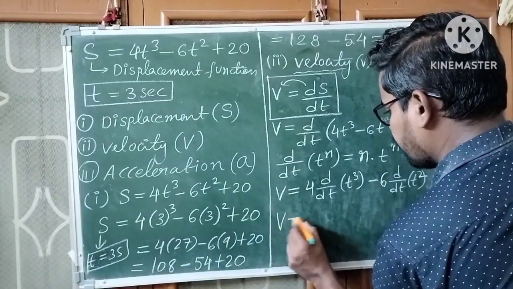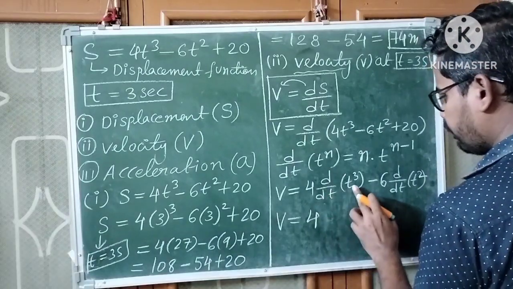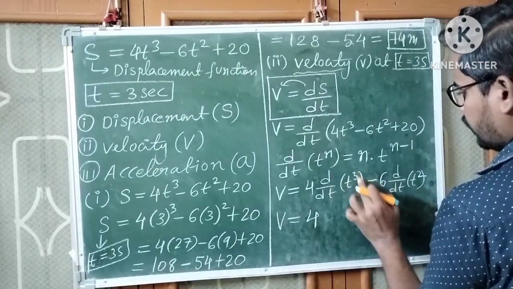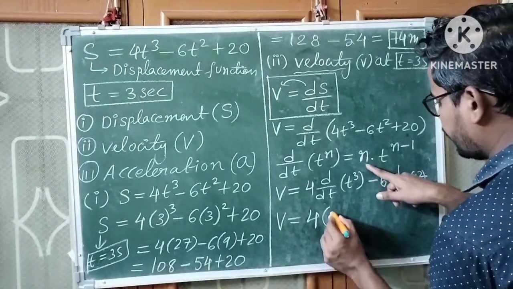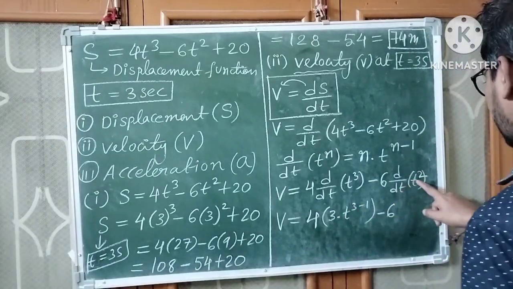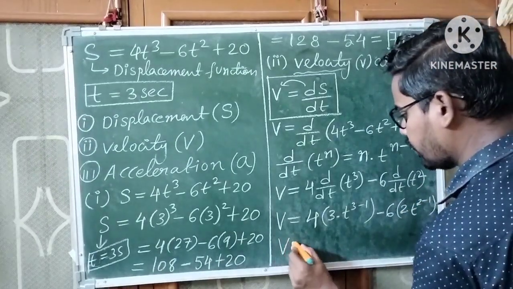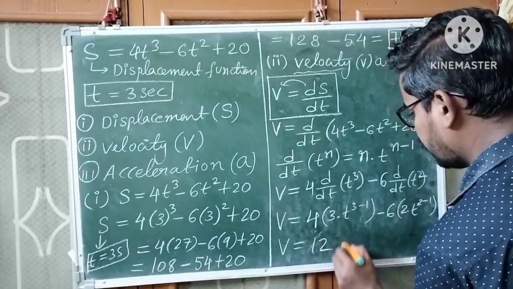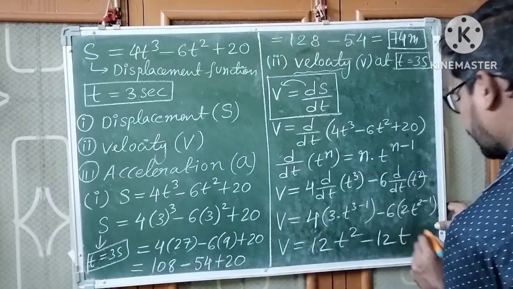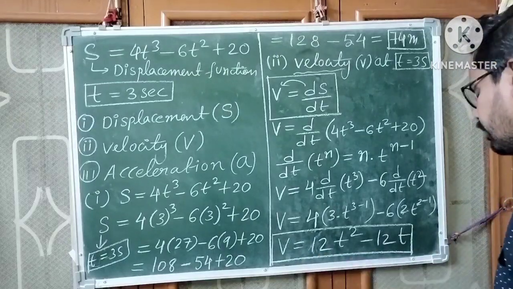Next, v is equal to 4 into the derivative of t cube. It is like t power n, here n is equal to 3. Apply this formula and you will get 3 into t power 3 minus 1, minus 6 into d by dt of t square, here n is equal to 2, so 2 into t power 2 minus 1. So v is equal to 4 threes are 12, t power 3 minus 1 is t square, minus 6 twos are 12, 12 into t. Therefore the velocity function is 12t square minus 12t.